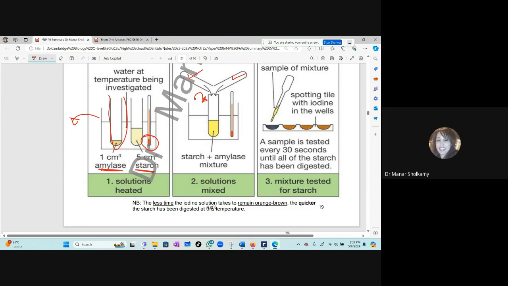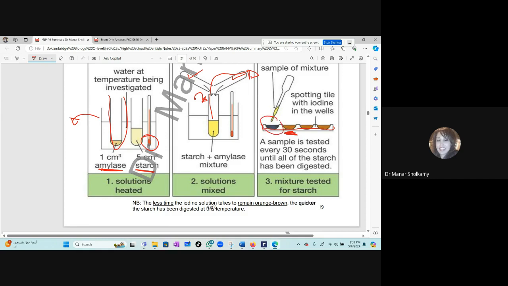Okay, and then I will wait here for a certain amount of time, 20 seconds, 30 seconds, whatever. And then I will take one drop out of this mixture using a dropper. I'll put it on iodine in a spotting tile. These are small depressions or wells that contain iodine. The original color of iodine is yellow-brown. And I will put a drop every 20 minutes.